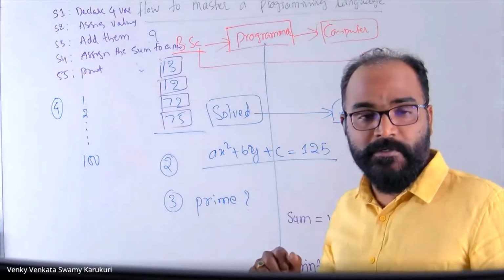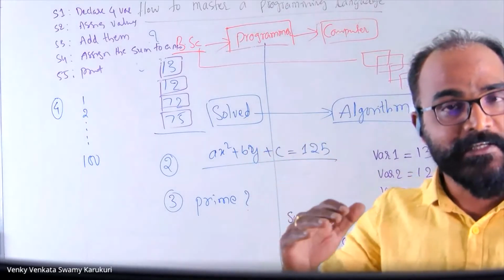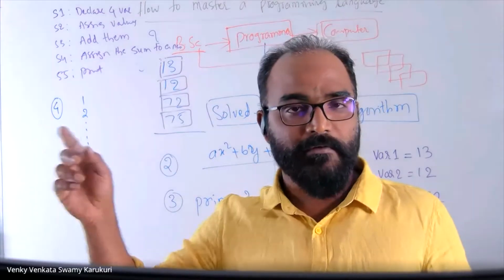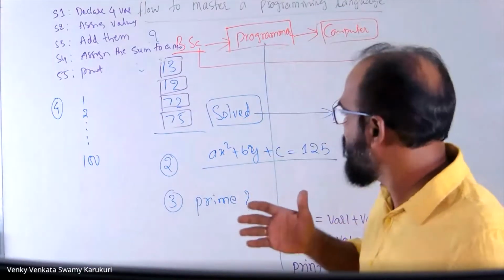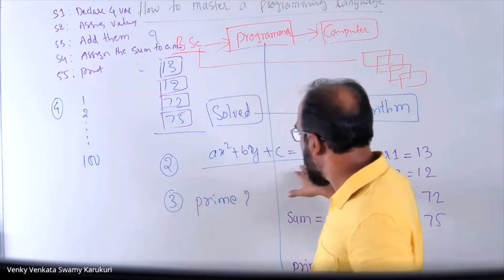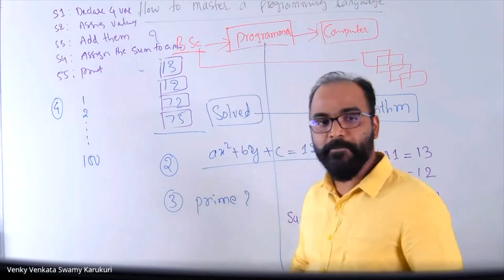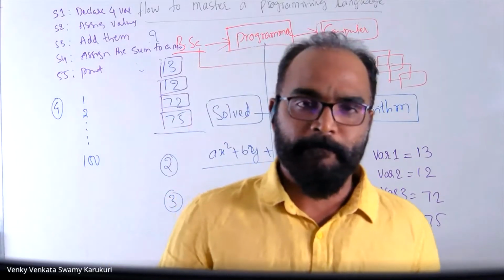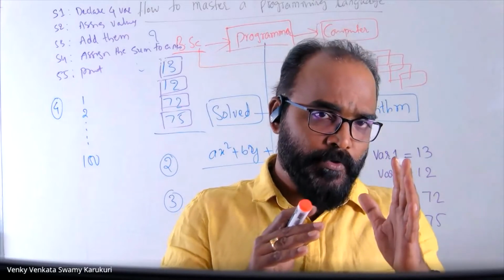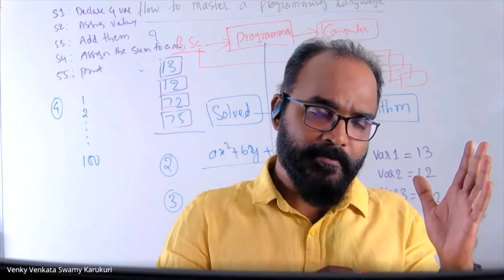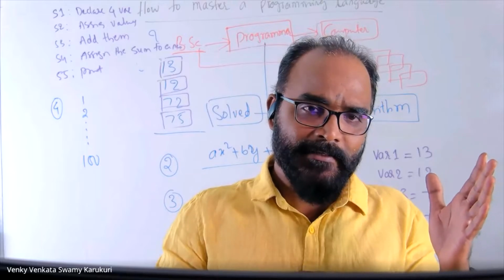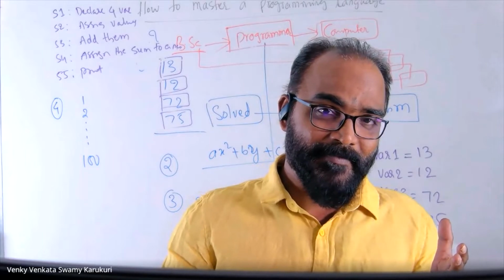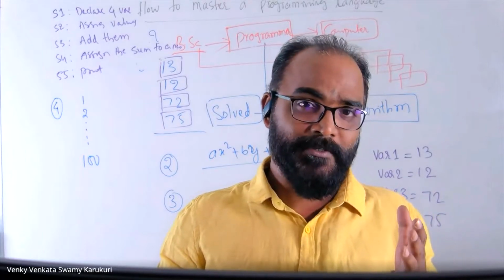Now these 5 steps, you've translated your understanding of summing 4 numbers and got a solution. What does it take now to solve an algebraic equation, to solve prime numbers, to solve the sum of integers 1 to 100? Can you relate it now? So solving 1 to 100, it's easy, right? But will we declare 100 variables? No. You don't, right?